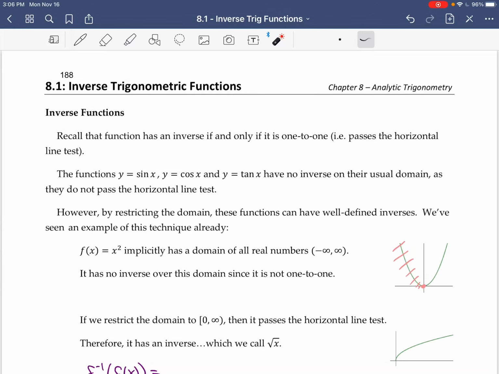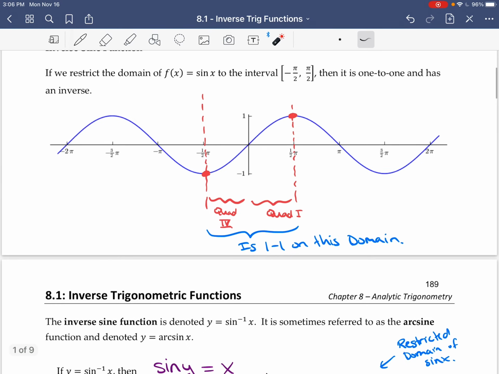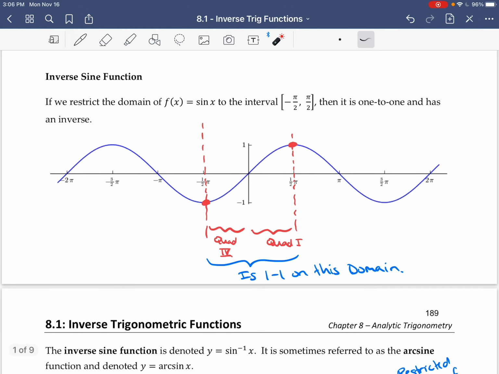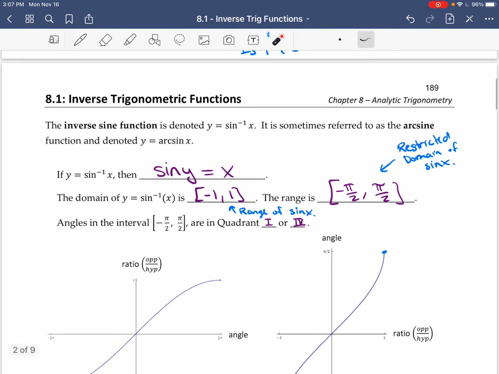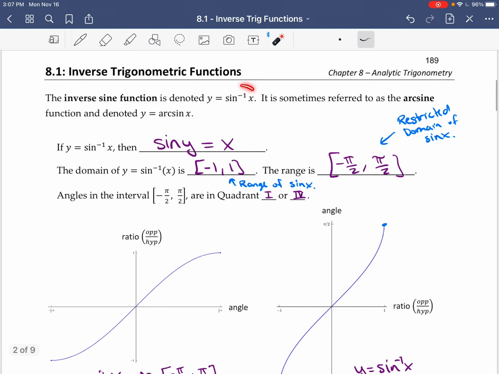In this video, we're going to do a few extra examples involving inverse trig functions. So remember, in order to have an inverse trig function, for the sine function, we had to restrict the domain to negative pi by 2 to pi by 2 so that we get a one-to-one function, so it passes the horizontal line test. Then we can define our inverse sine function to be y equals sine inverse of x, or arc sine, as it's sometimes called.